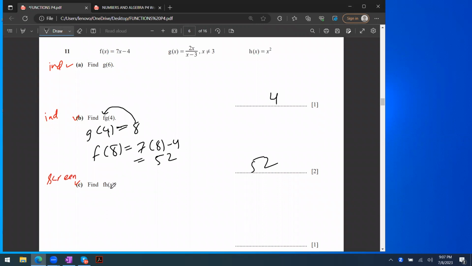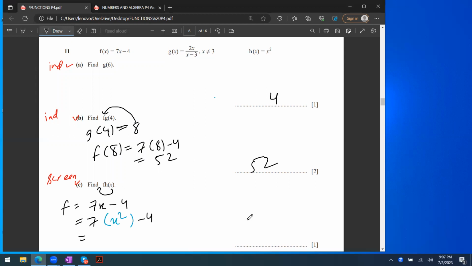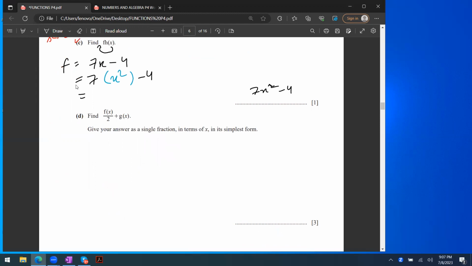So for this one, we will put the h function inside the f function. The f function is 7x minus 4. In place of x, replace it with the h function, which is x squared. So, 7x squared minus 4. Simplify: 7x squared minus 4. All right, so far straightforward.